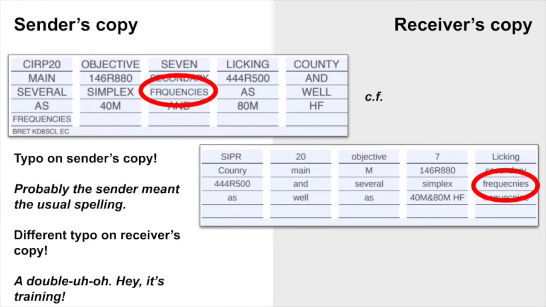There is a typo on the sender's copy. If this happens, you just got to pay attention when you're sending these things, when you're writing them up in the first place. You probably meant to use the usual spelling, so this is not a crisis. However, what we see on the receiving side is not going to match. Well, in fact, in this case, it doesn't match because there's also a typo there, and it's a different typo. So this is a double uh-oh.